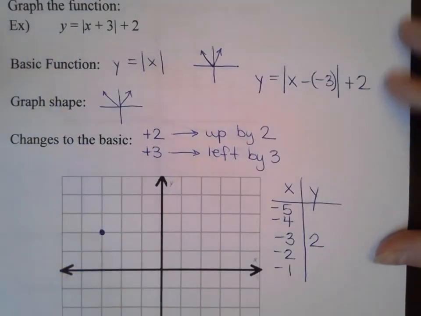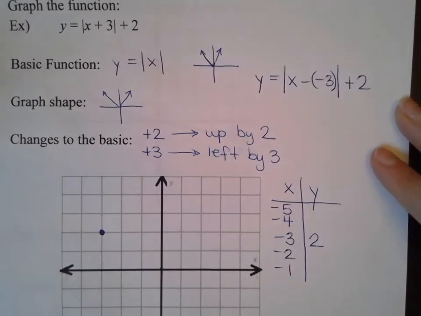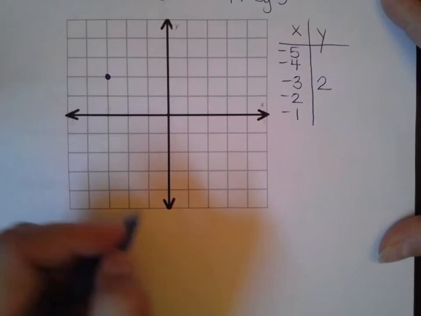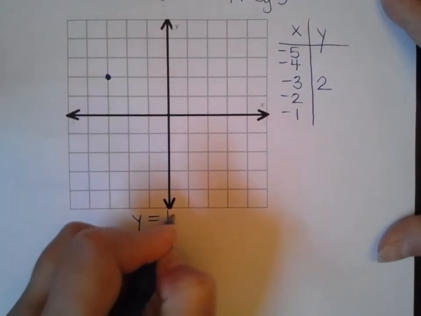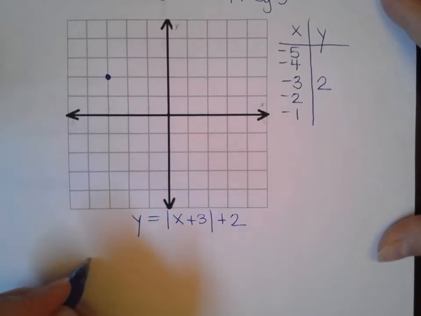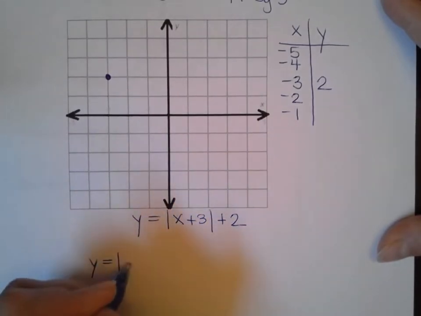We probably should do one of those just so that you get a good idea of how that works. Let me put that into the bottom here. I'm going to copy down the function we're working with. Let's say we wanted to plug in -5.